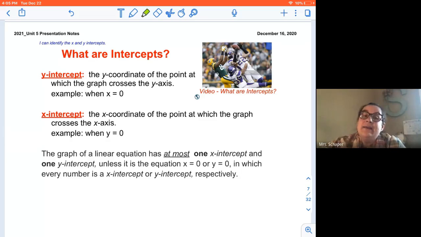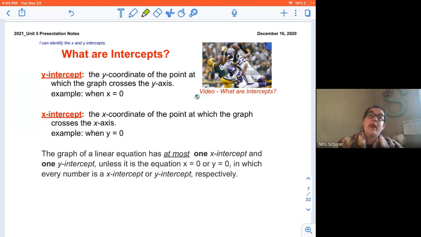We are going to be talking about intercepts today and explaining to you what those are. So what are intercepts? Well, on a coordinate plane, we're going to talk about what they mean, but better yet, we're going to look at this interception that the Vikings made against the Packers, right? So they're intercepting the ball. They're crossing the path from the Packers quarterback to the Packers receiver, all right?